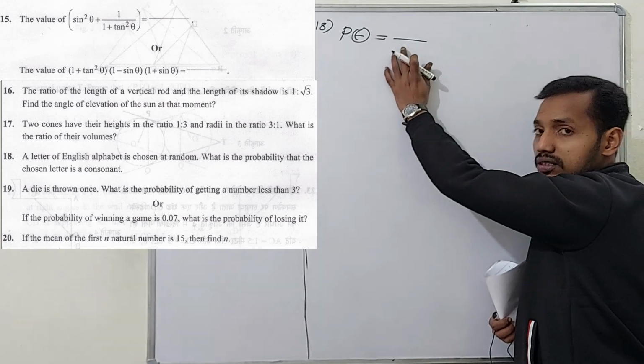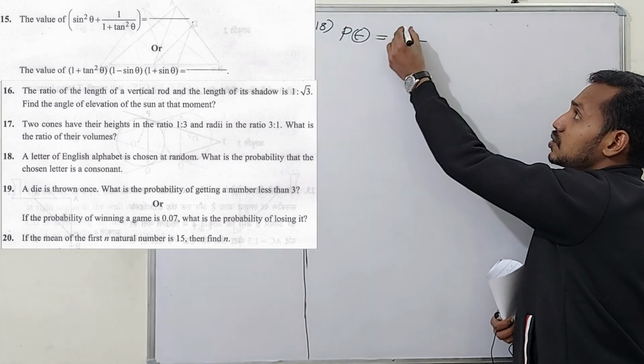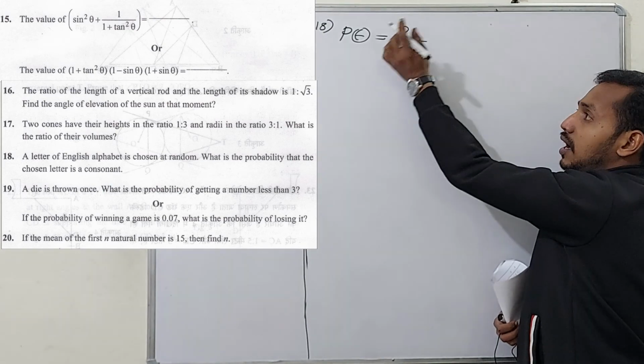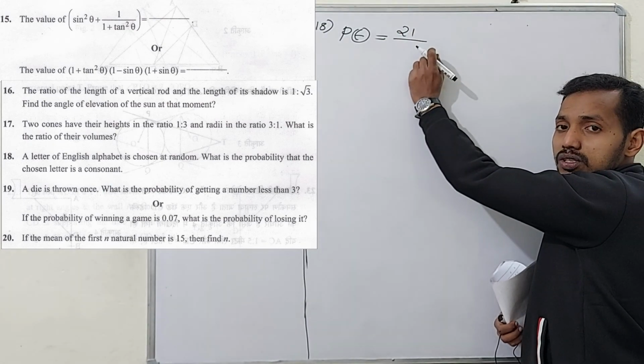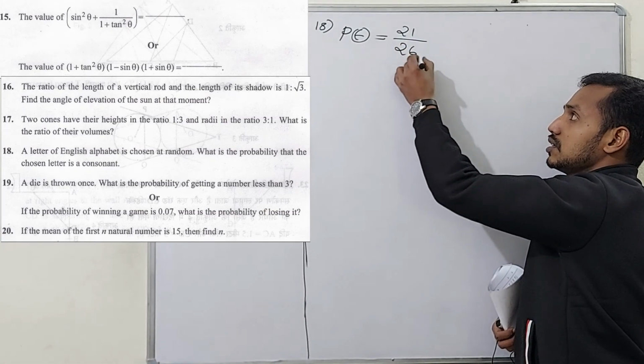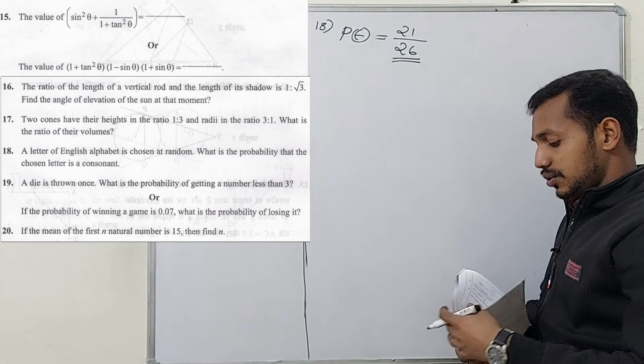How many events are there? How many consonants are there? 21 consonants. That is the number of favorable outcomes to get a consonant. And divided by the total number of all possible outcomes, which is the total number of letters in the English alphabet, that is 26. So the answer is 21 by 26.